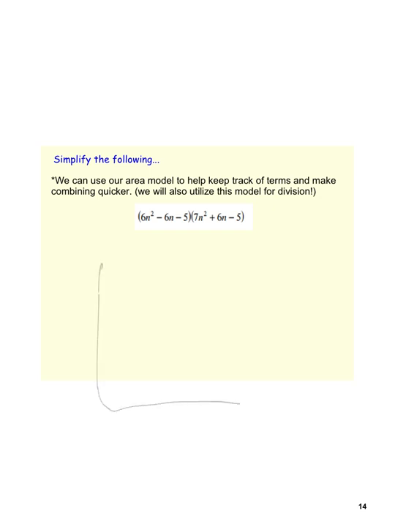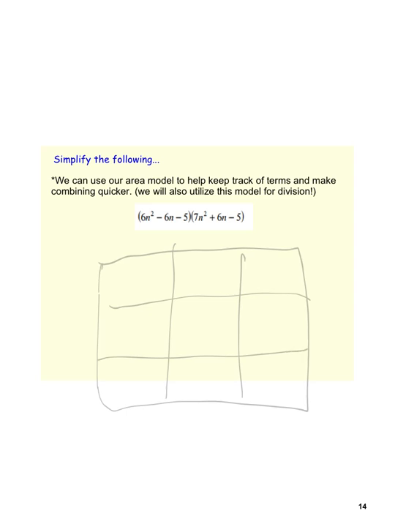And again, just a reminder that you can set up, in this case, a 3 by 3 area model. So what we have here is 6n squared, I'll do this down the side, minus 6n minus 5 down the side. And then across the top, we'd have the second term here, which is 7n squared plus 6n minus 5. And again, I could put a plus in front of these just to remind myself they're positive. Typically, if you don't put the negative there, then that reminds us. And now we just go through.